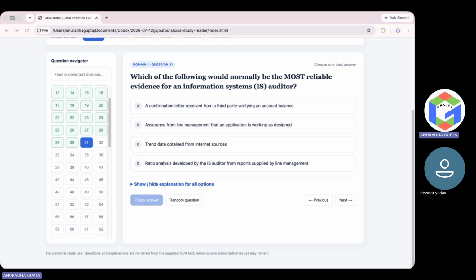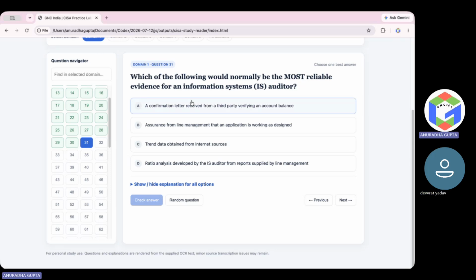Again, if you go to option A, a confirmation letter received from the third party verifying an account balance. Here, the third party is confirming the account balance, and based on that, he has presented the report, unlike the report the internal team has provided to you. So the question is the most reliable evidence for an IS auditor. So it would be A, because it is provided by the third party auditor. Got it?